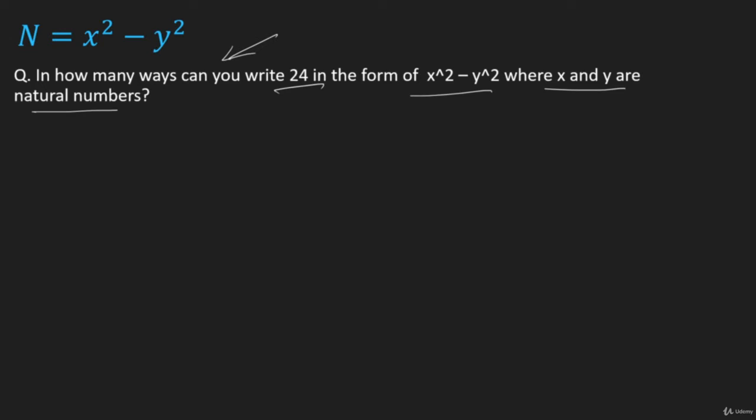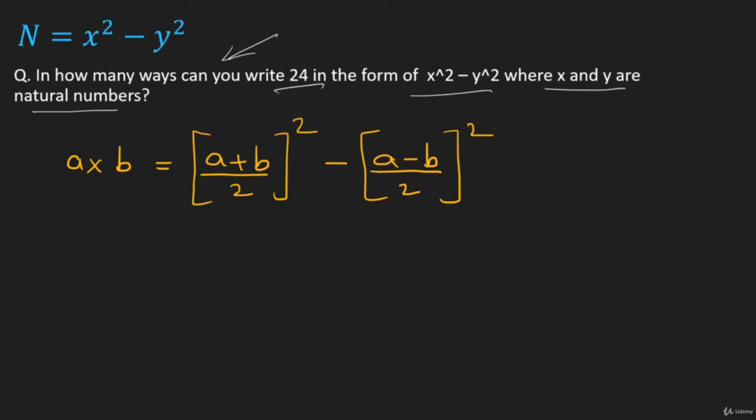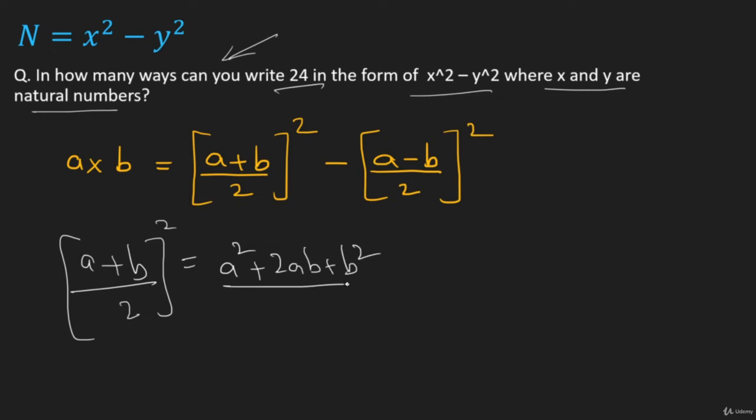I can write a into b as (a plus b by 2) the whole square minus (a minus b by 2) the whole square, right? Now why can I do that? Let's try to write the full expression of (a plus b by 2) the whole square. This would be equal to (a square plus 2ab plus b square) by 4, right? Okay, now (a minus b by 2) the whole square, let me write that over here. This can be expanded as (a square minus 2ab plus b square) by 4.